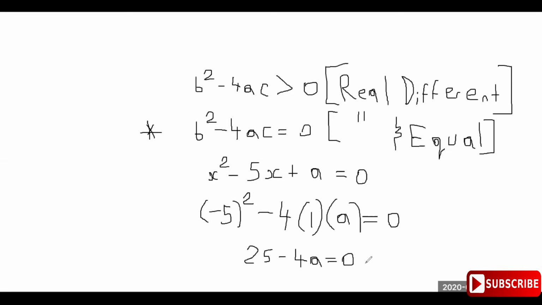If we're solving for a, what are we going to get? a equals 4 over 25? You sure? If I bring over the negative 4a it becomes positive, so you get 4a equals 25. So a will equal 25 over 4. Easy question.